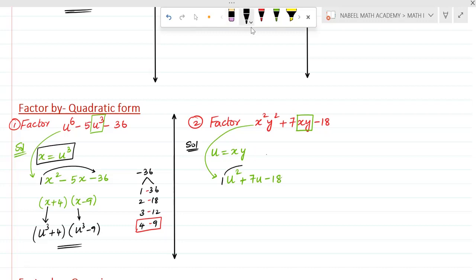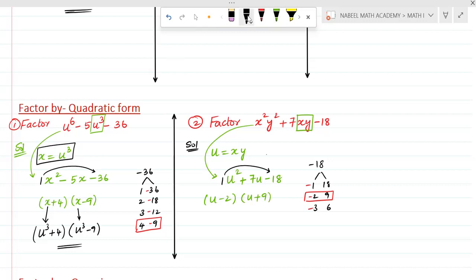So it is a factor trinomial as usual step. We will have 1 into 18, 2 into 9, 3 into 6. Since it is the large number minus, small number plus, this one is correct. In order to get the 7, I can write it directly. Therefore, it is (u minus 2)(u plus 9).